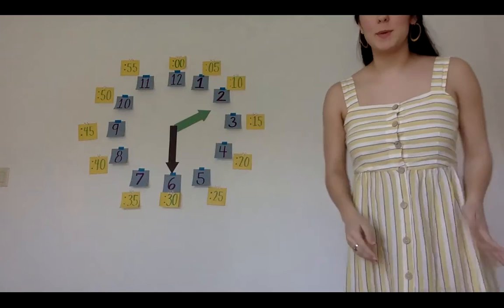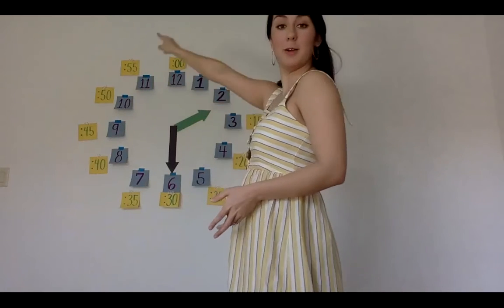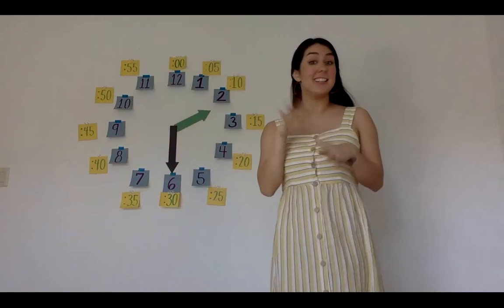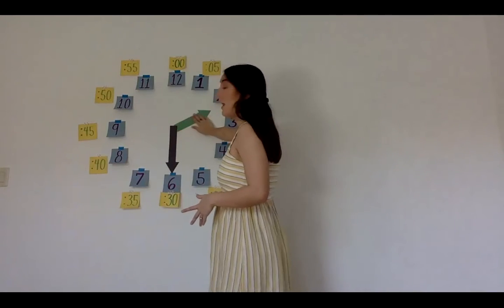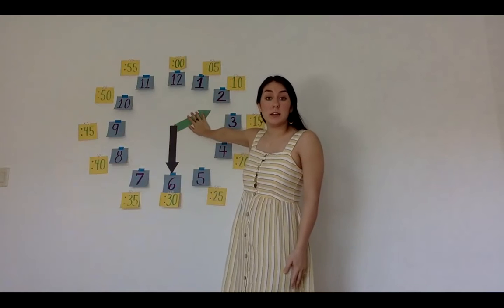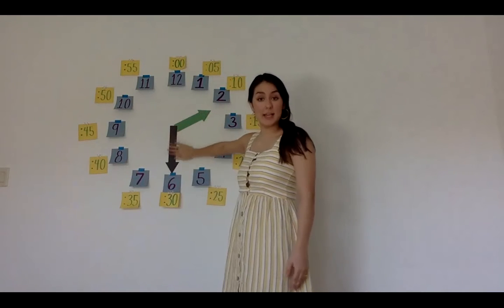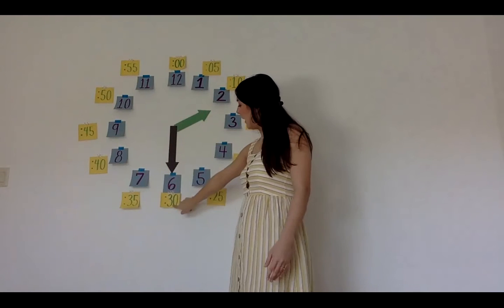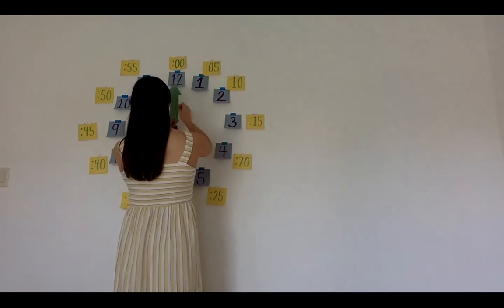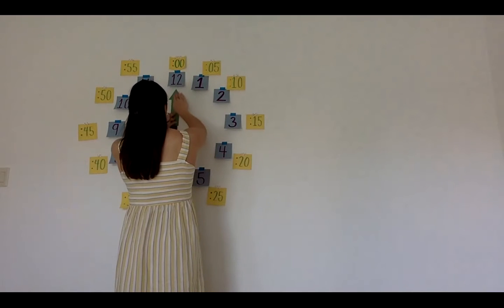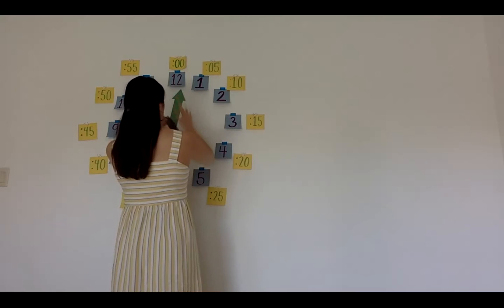So now that we have every 5 minutes around our clock, we can practice telling time to the 5 minutes. So remember, we're gonna look where our hour hand, the short one, is pointing, and then we'll look at our minute hand, the long one, to figure out our minutes. So let's start with an easier one.